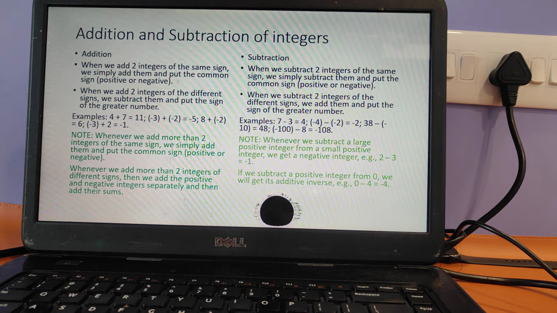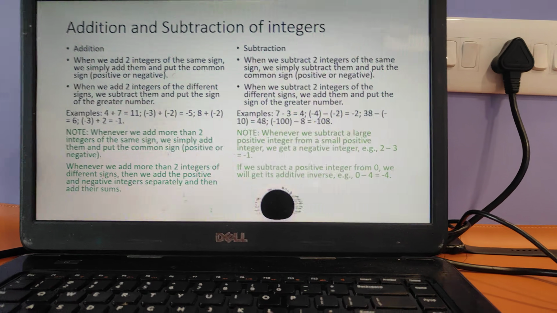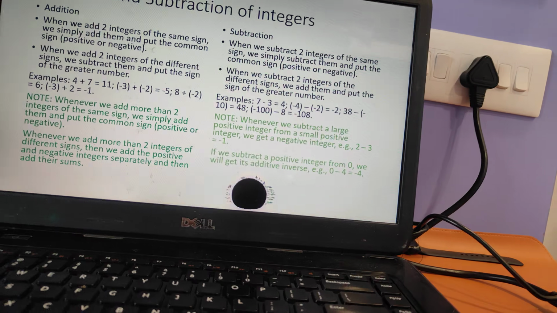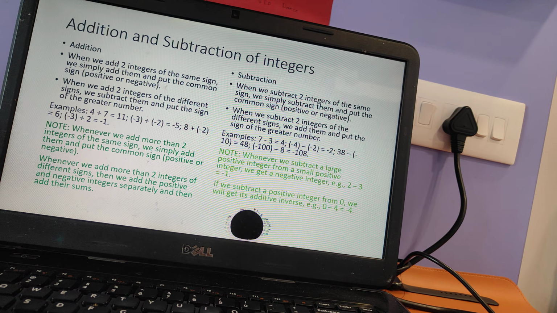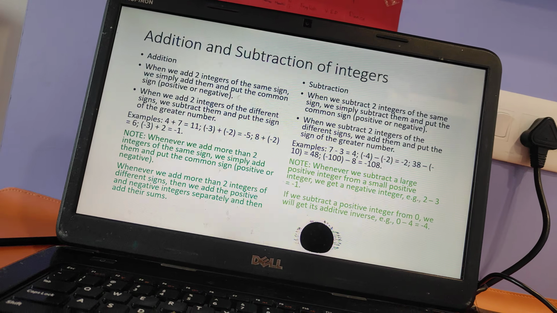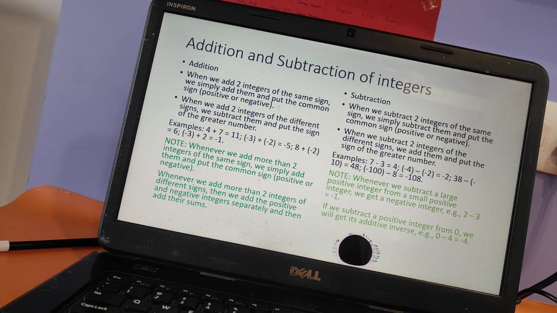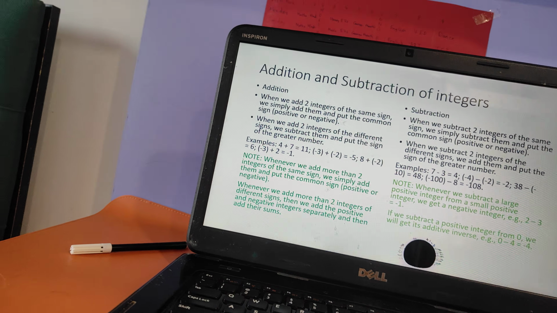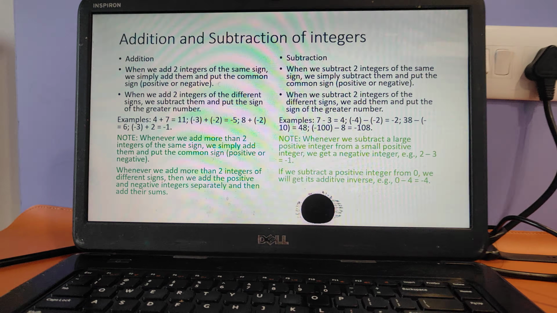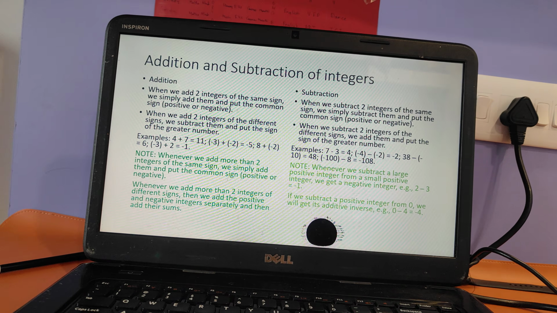Subtraction. When we subtract two integers of the same sign, we simply subtract them and put the common sign. Again, same as the rule for addition. If we subtract two positive integers, we would again get a positive integer. If we subtract negative integers, we will get a negative integer. And just like in addition, we require addition for integers of different signs. If you subtract two integers of different signs, then you add them and put the sign of the greater number. Now in subtraction, you require addition.